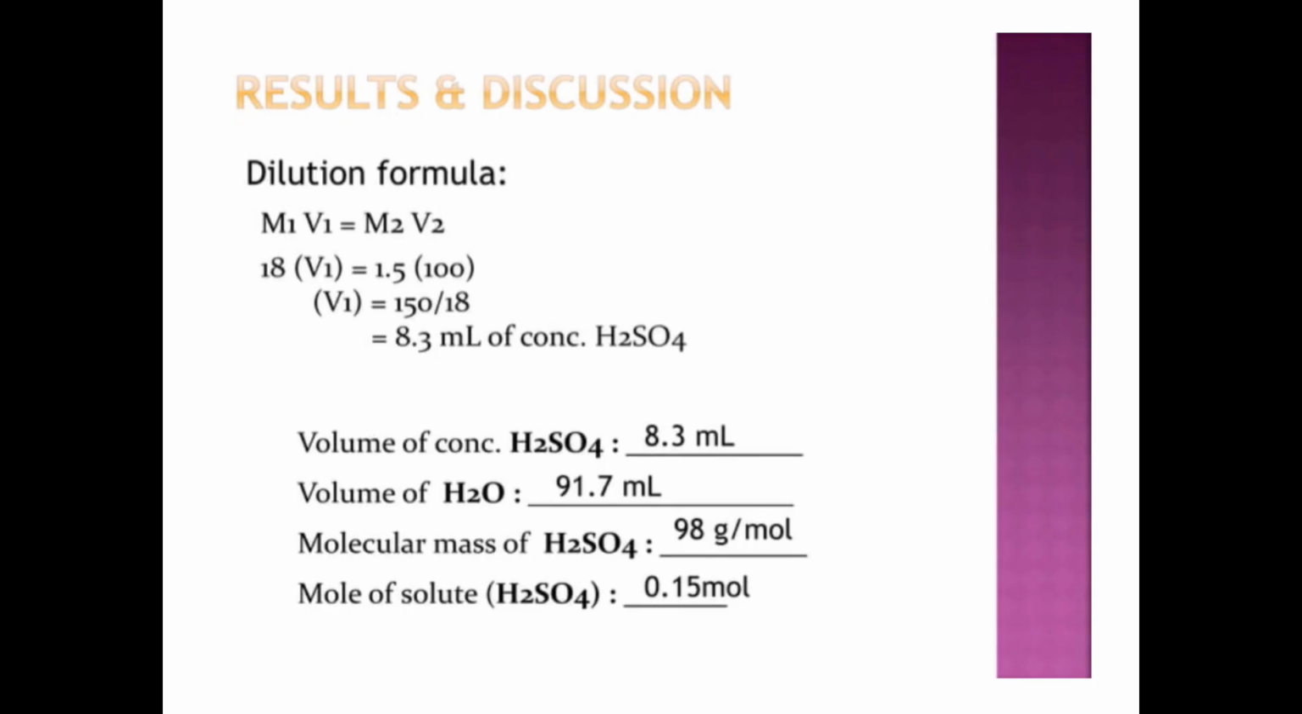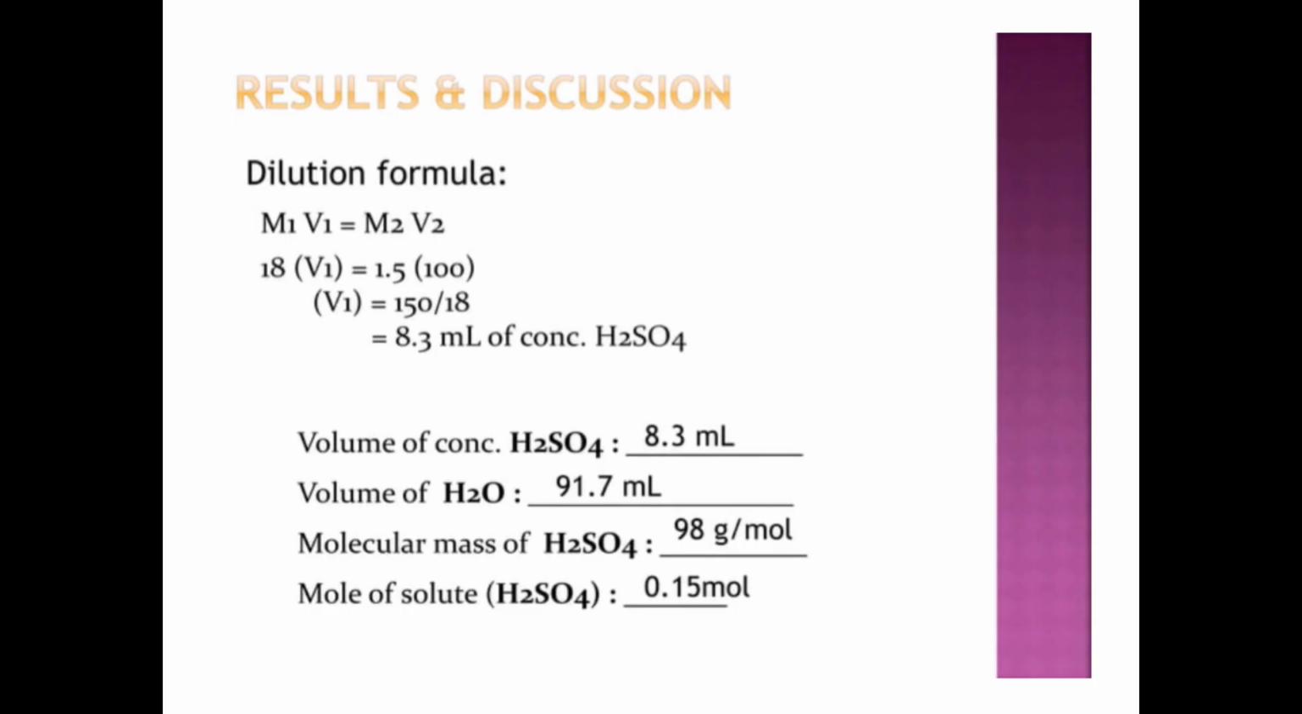So by the time you do that calculation, your V1 is 8.3 ml of conc H2SO4. So the volume of conc H2SO4 that is needed is 8.3. For you now to be able to make it up to 100, you now do 100 minus 8.3, which will give us 91.7. So the volume of water needed now is 91.7 ml.